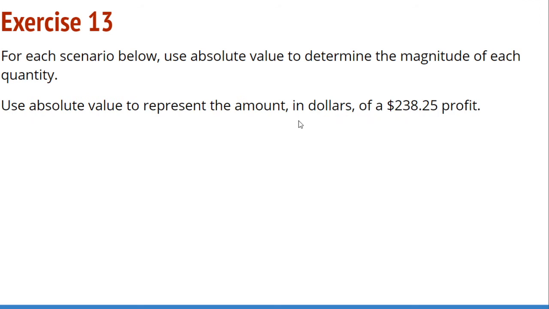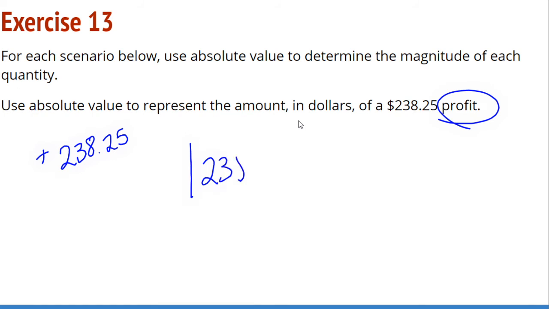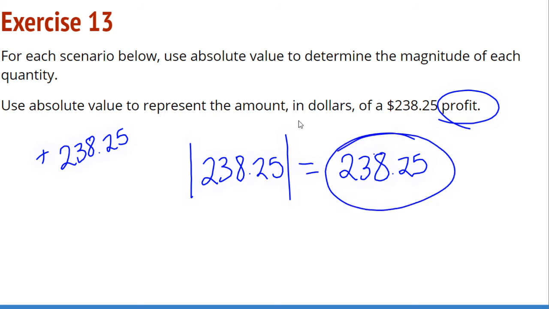Use absolute value to represent the amount in dollars of a $238.25 profit. Profits are positive numbers, so we're getting direction here. When we write absolute value, we're talking about the magnitude of the profit. The distance from 0 is 238 and 25 hundredths.